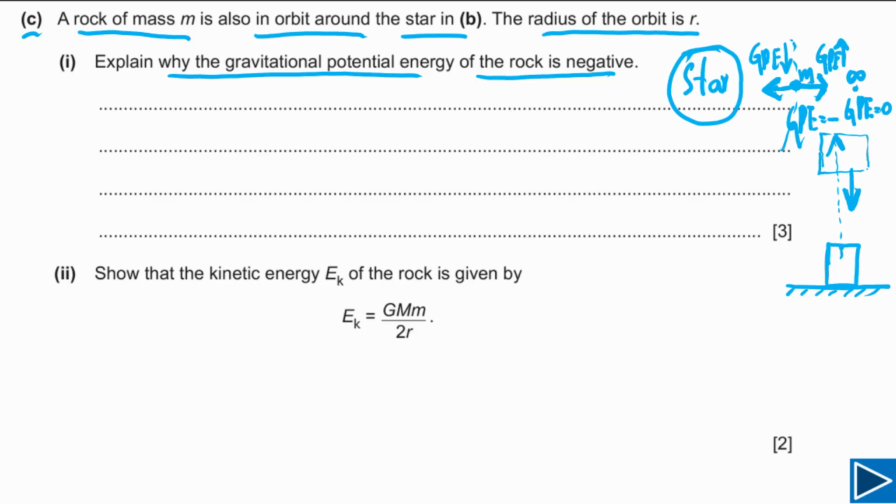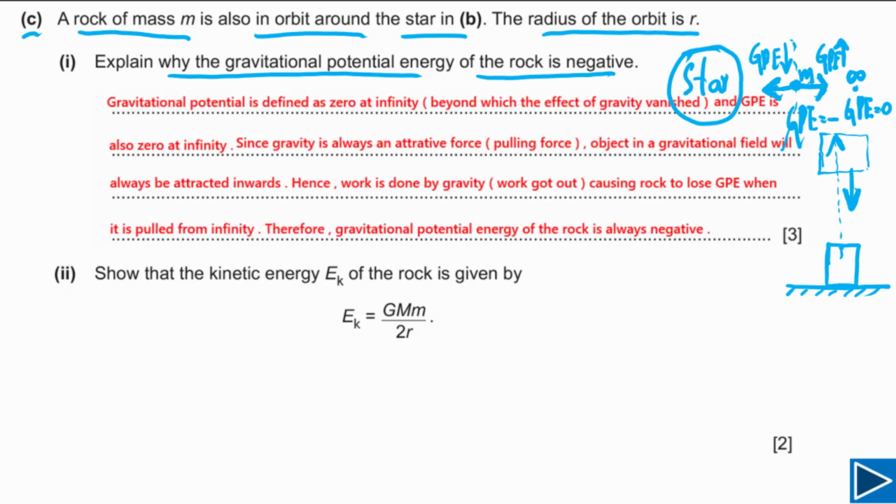So let's try to write down our answer now. I hope you got some idea. So this is how you can write down your answer. The first point you have to mention is that gravitational potential is defined as 0 at infinity, and GPE is also 0 at infinity.